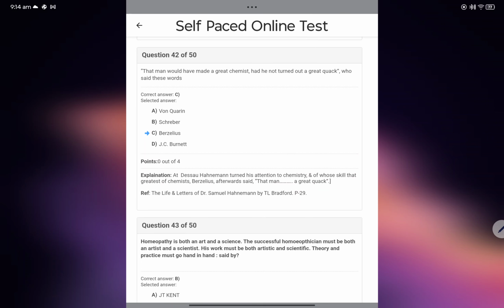Next question. That man would have made a great chemist had he not turned out a great quack. Who said these words? The answer is Berzelius. So that man would have made a great chemist had he not turned out a great quack. Who said these words? It was Berzelius.